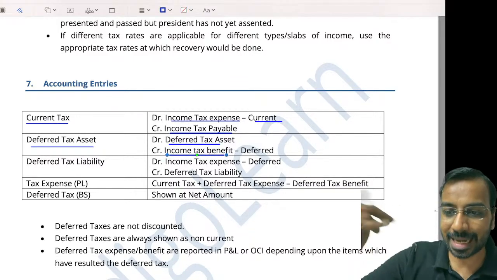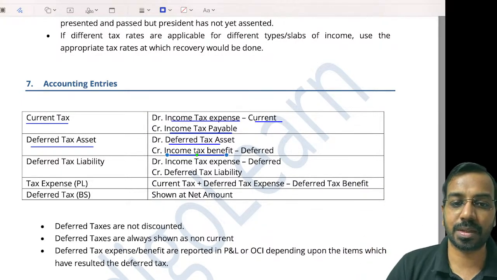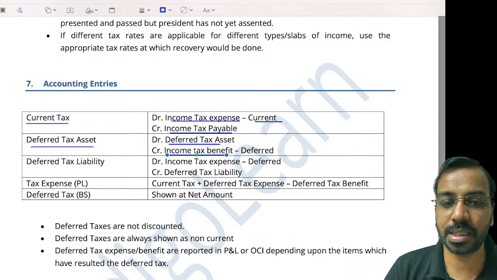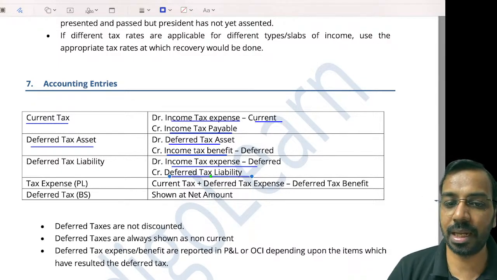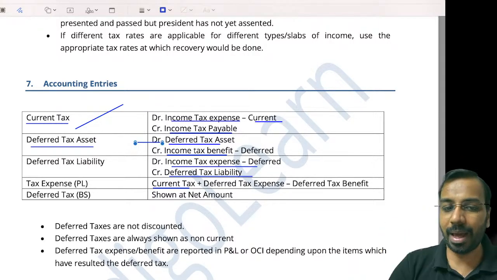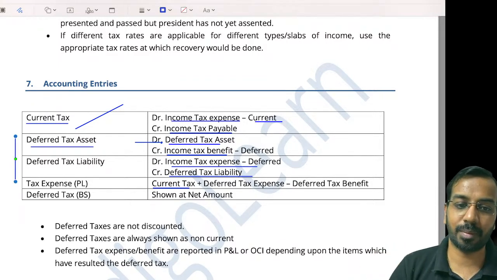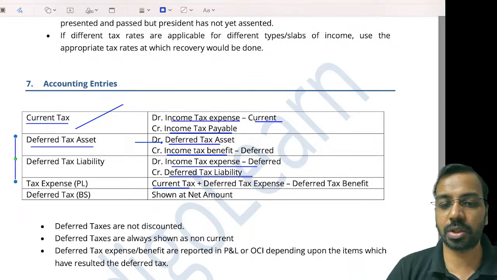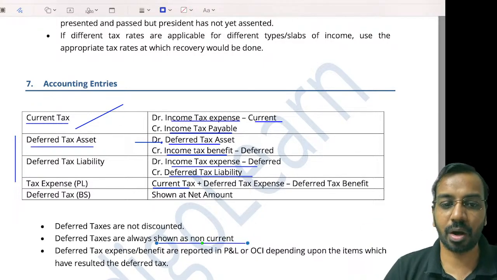For DTL, exactly reverse. If I am assuming a liability, it will add to my expense. So, you will debit the income tax expense and credit the deferred tax liability. Then tax expense in P&L is nothing but your current tax plus the deferred tax expense minus the deferred tax benefit. In the balance sheet, we present the deferred tax asset and deferred tax liability as a net amount. Few things, it is always shown as non-current. Even though it is non-current, these are not discounted.